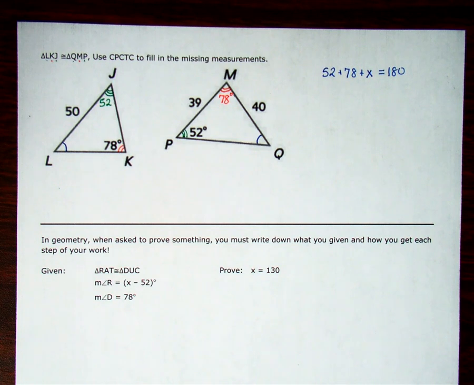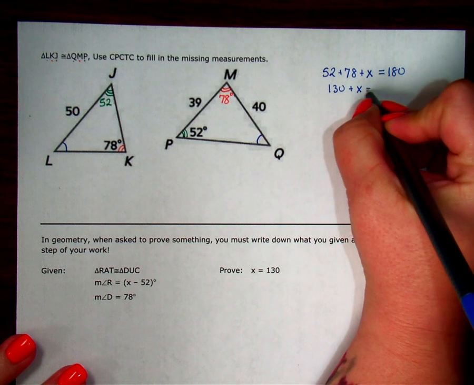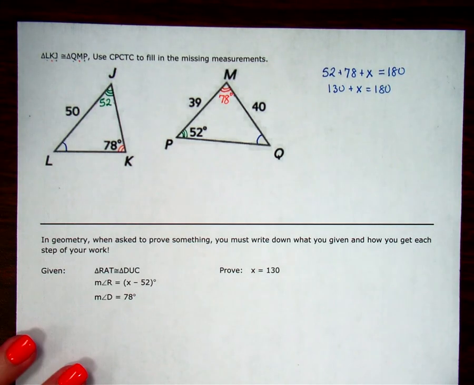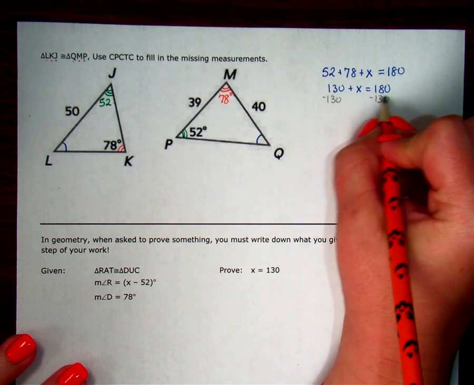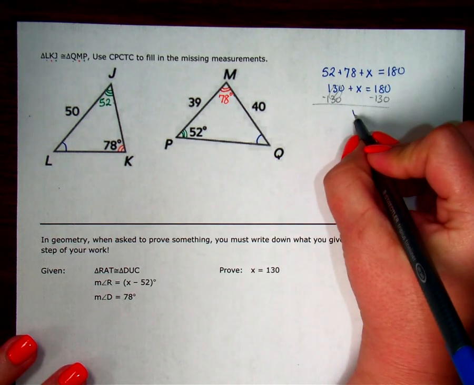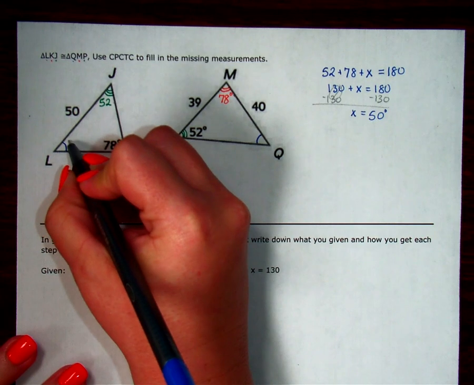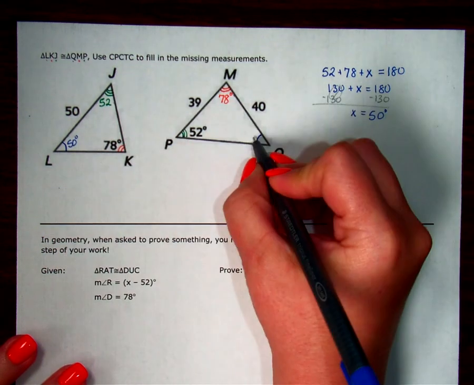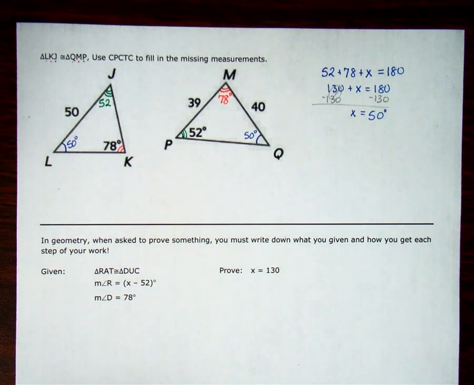Okay, so I'm going to take my 52 and my 78 and add those together to get 130 plus x equals 180. I'm going to subtract 130 on both sides, which is going to tell me that the missing angle that I wasn't sure of is going to be 50 degrees. And that's going to be true for angle L, and it's going to be true for angle Q. Okay, so we have all our angles figured out.